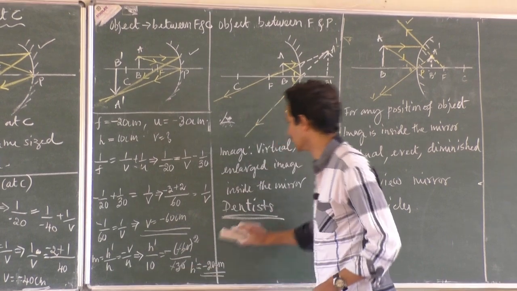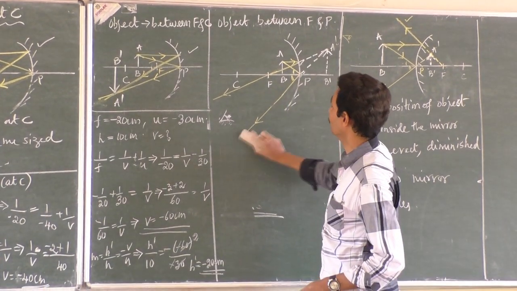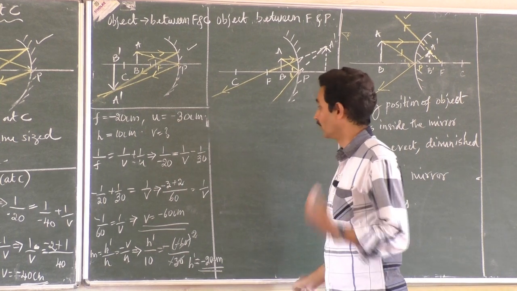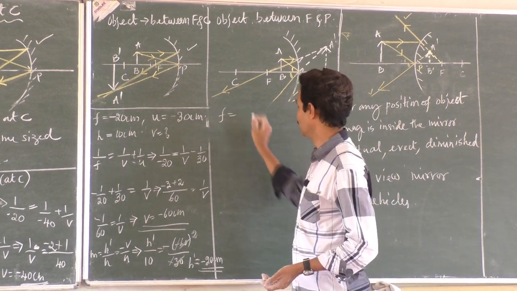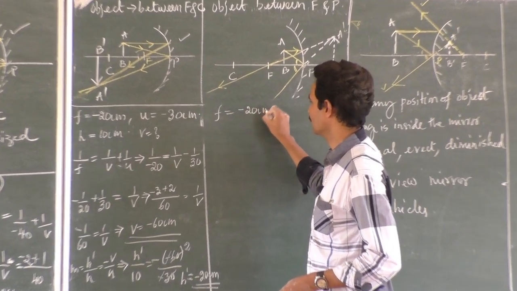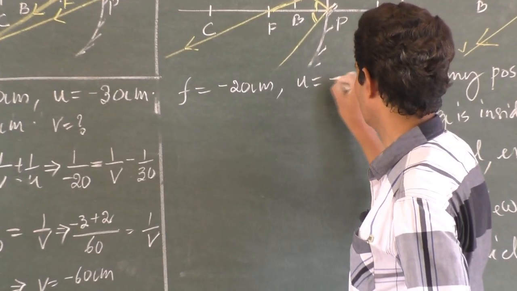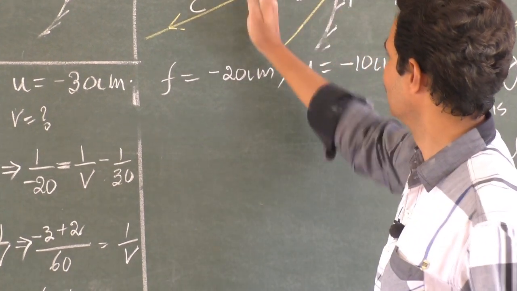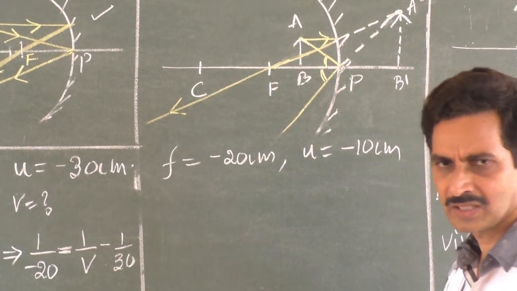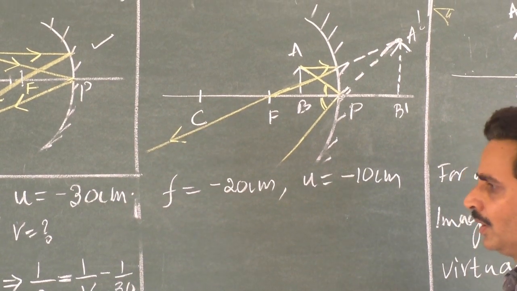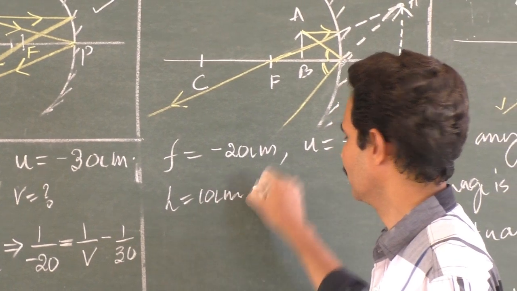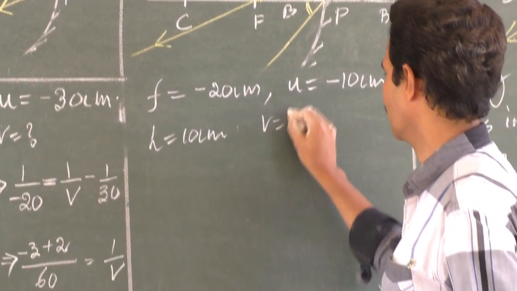Now come to this part of the image. What is this? The object is within the focus. So the focal length of the concave mirror is negative, minus 20 centimeters. I'll take the object distance as minus 10 centimeters because it is within the focus. Anything you can take; you can check it and do it in your house, you can get the answer. Height of the object is 10 centimeters. What is the position of the image?